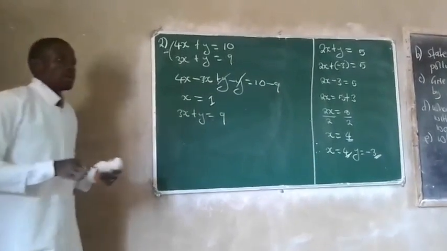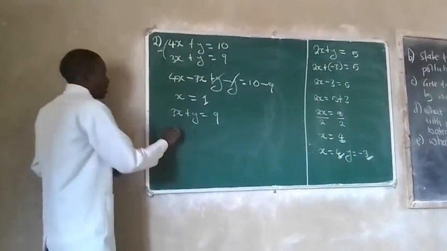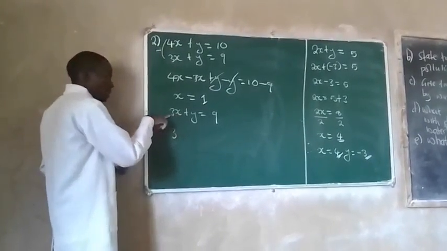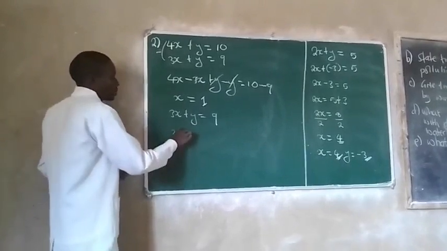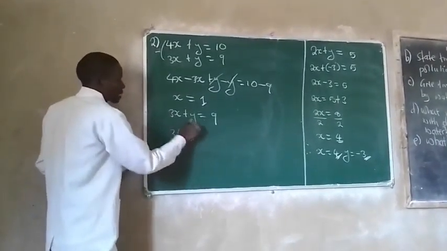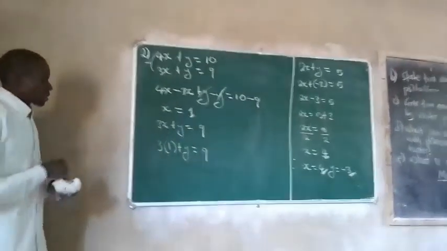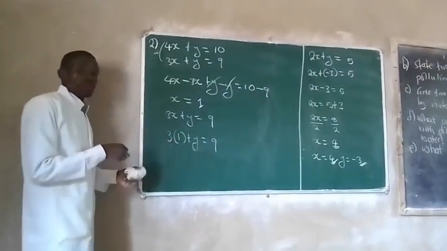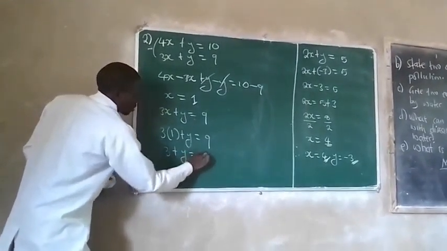What's the value of x? 1. So we are saying 3, this is 3 times x. So you open the bracket and put 1 where there is x. Then plus y equal to 9. So you are saying 3 times 1, what will be the answer? 3. So it's 3 plus y equal to 9.